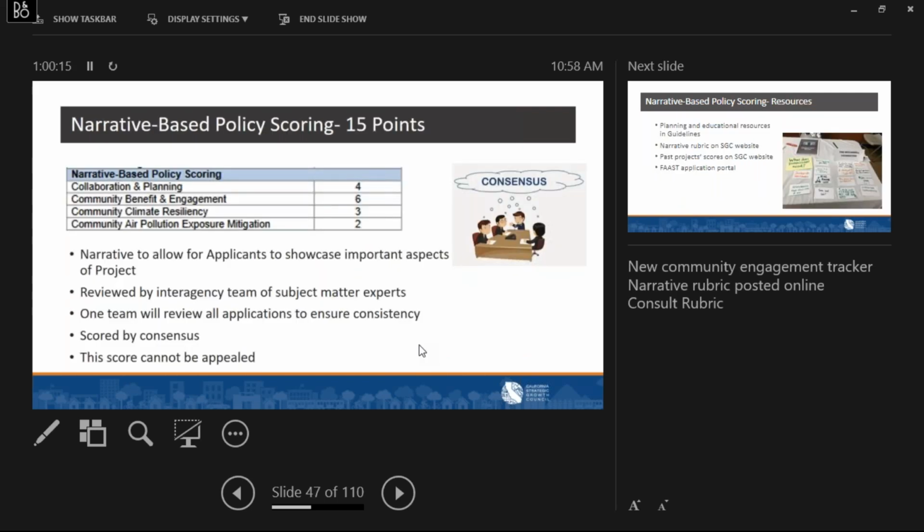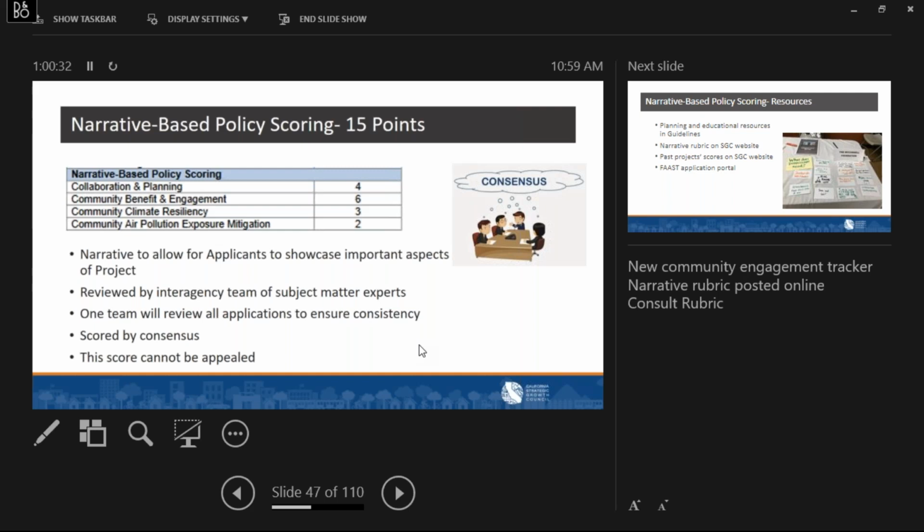And our final scoring category is our narrative-based policy scoring. So this is a scoring category for some of our criteria, which are a little more qualitative and harder to evaluate on a checklist basis.